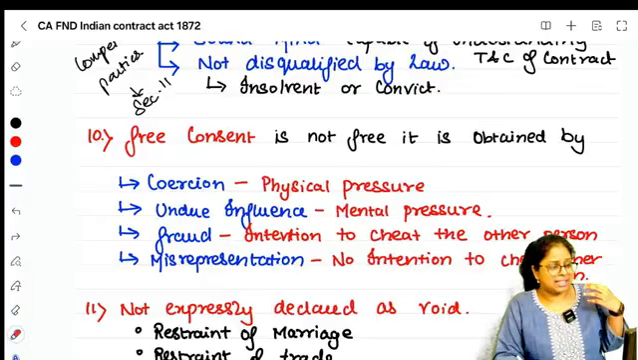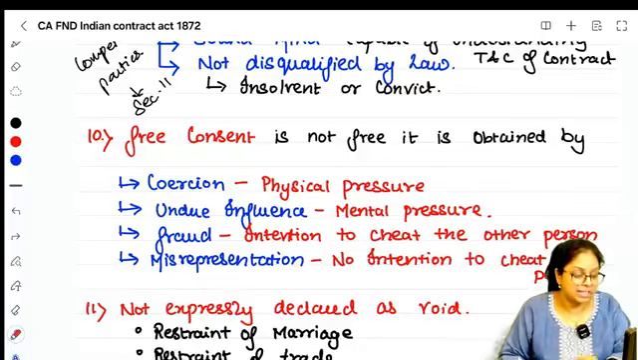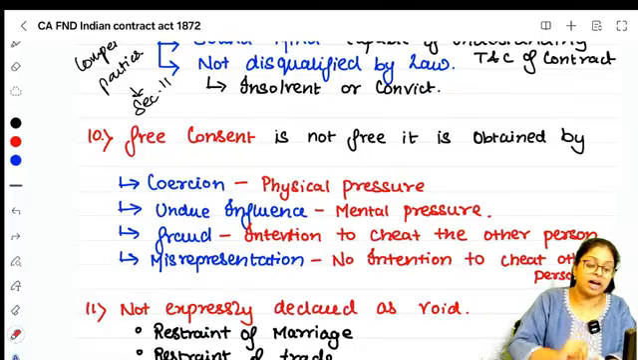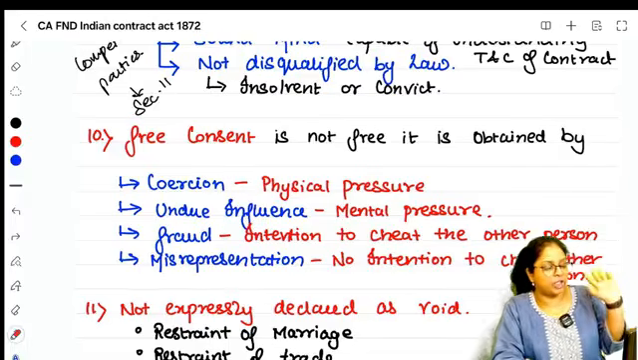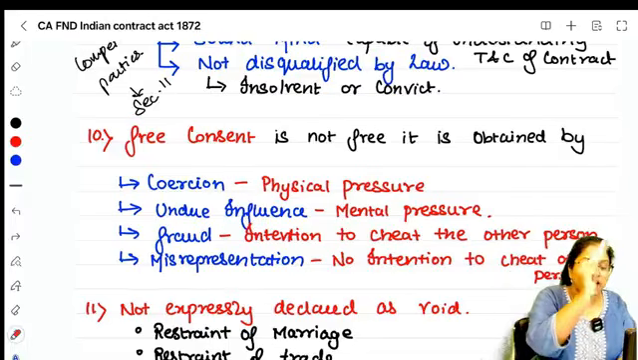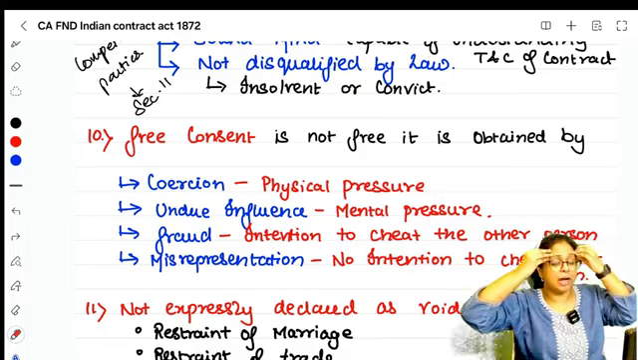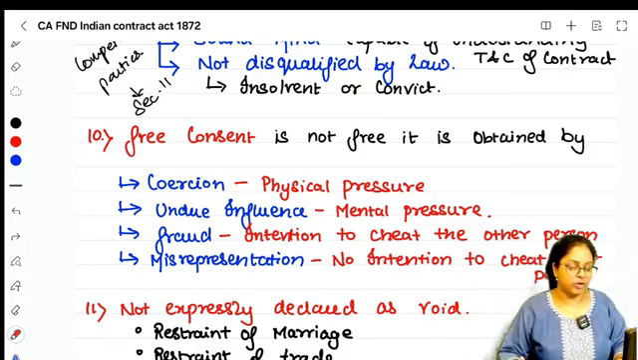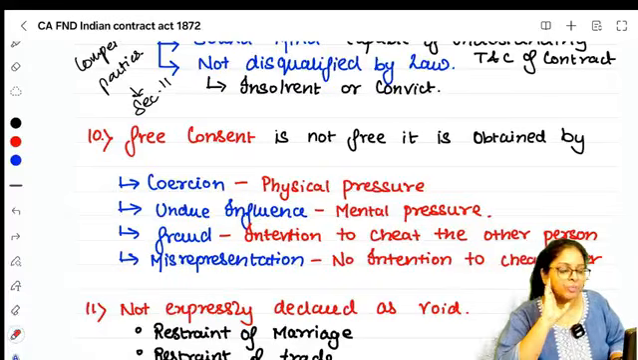Now let's say Mr. A has very old parents. Mr. A is telling, hey listen dad, only if you transfer your property in my name, I'll take care of you. Otherwise, if you want me to take care of you, transfer all your property in my name. Here you're putting a moral pressure that is called undue influence. Fraud: you're doing something with the intention to cheat.